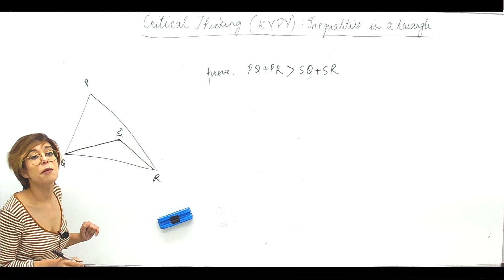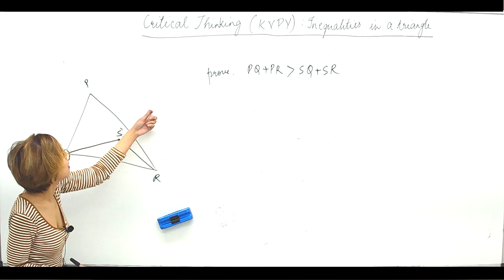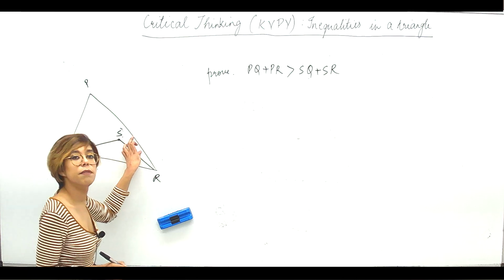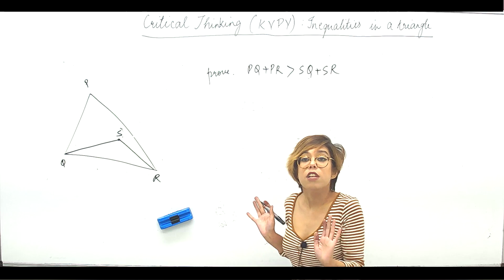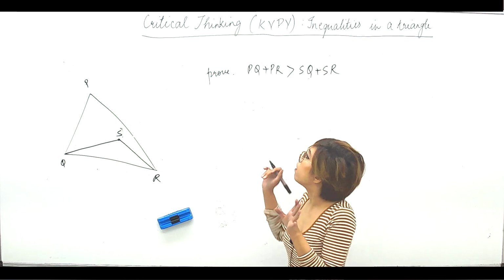So again, the problem is PQ is here, PR is here, SQ is here, SR is here. Now you will say, ma'am, these sides do not come in the same triangle. So let's find some triangle where these sides come.